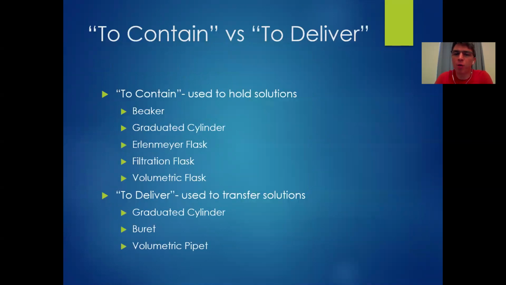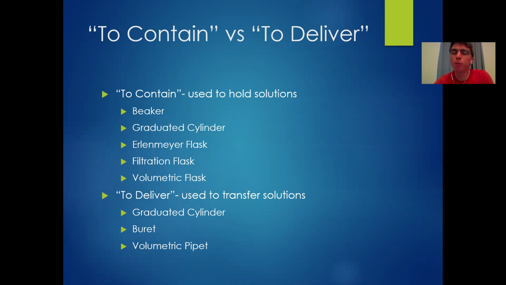So the first thing to look at is whether they are to contain or to deliver pieces of glassware. To contain are specifically made to hold a certain amount of solution. So the beaker, the graduated cylinder, the Erlenmeyer flask, the filtration flask, and the volumetric flask. A filtration flask just looks like an Erlenmeyer flask with a little side arm that you would use for vacuum filtration. We'll actually use one later in the semester. But all of these are to contain pieces of glassware. The increments that they're marked off for are to hold that volume.